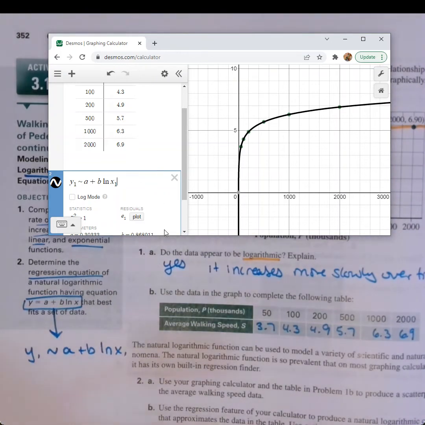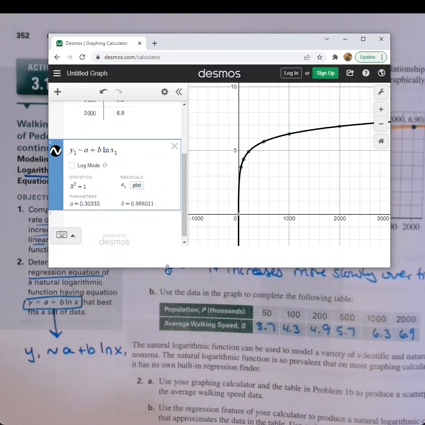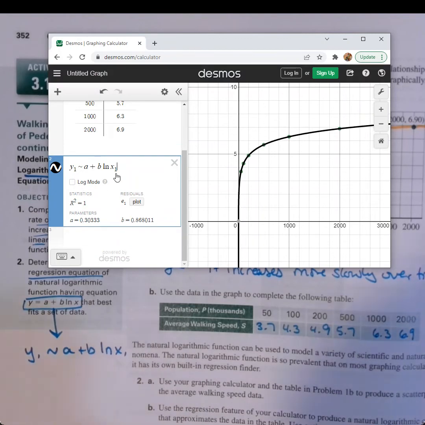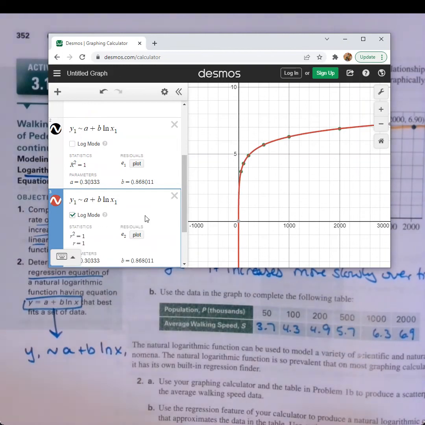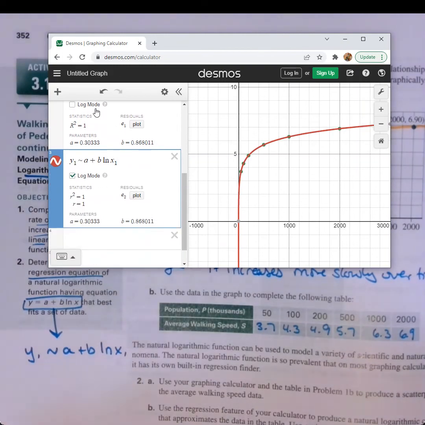Now, when we talked about exponential functions, we talked about the log mode box. And I see the log mode box here again. So let me copy and paste this real quick and compare those two when I check and uncheck the box. All right. So unchecked, my A parameter is 0.3033. Checked, 0.3033. Okay. B value, 0.86801. Oh, they're the exact same.